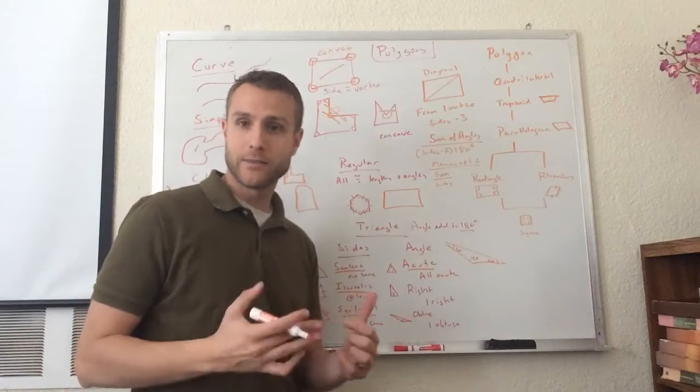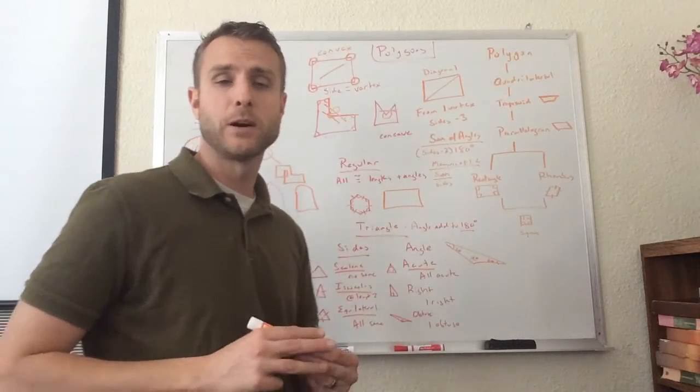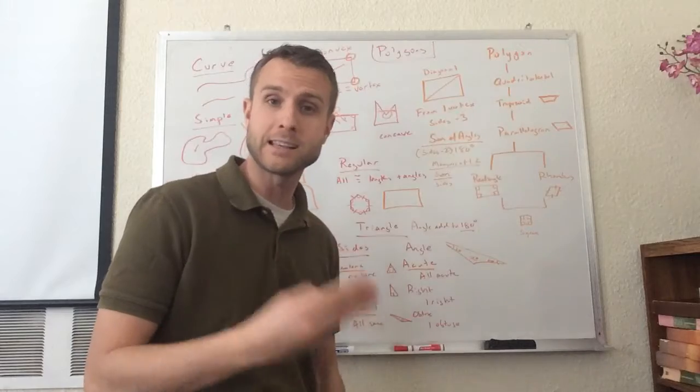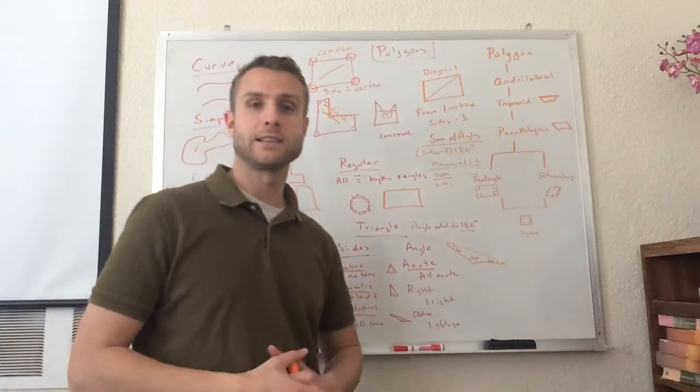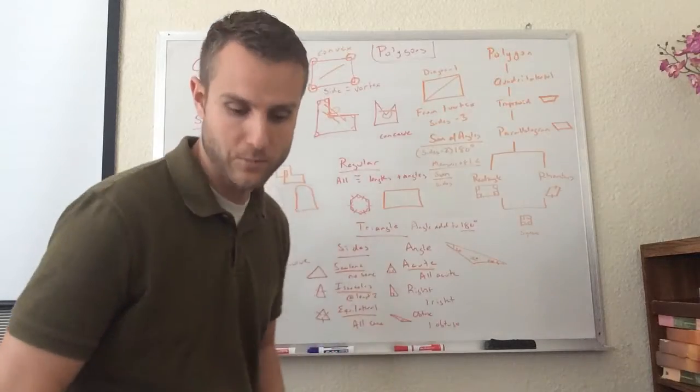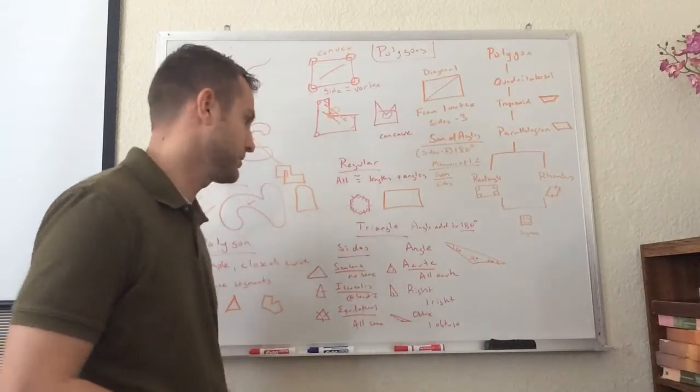We have a lot of different polygons. The smallest possible polygon I can have has 3 sides. It's a triangle. 4 sides would be a quadrilateral. 5 sides, pentagon. You can read the rest in your book on page 500. Make sure you know those.